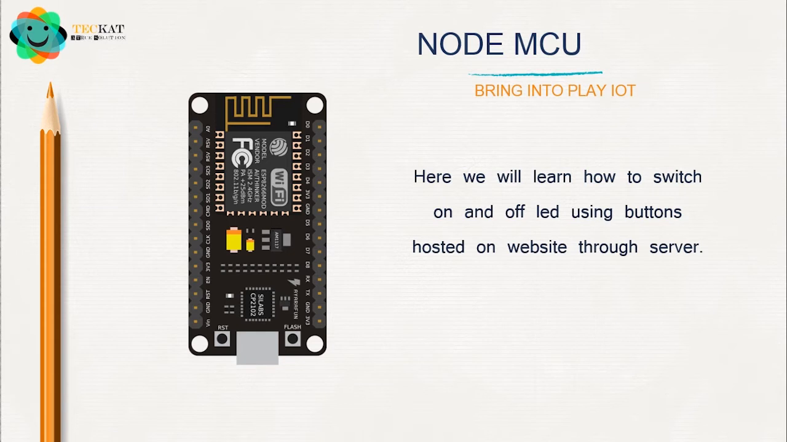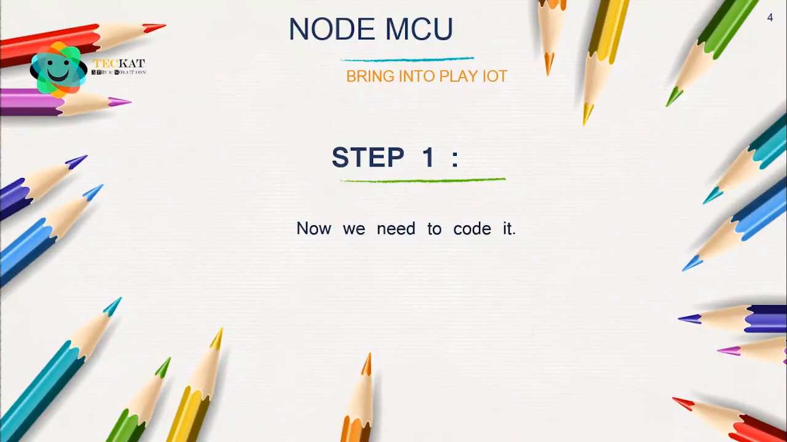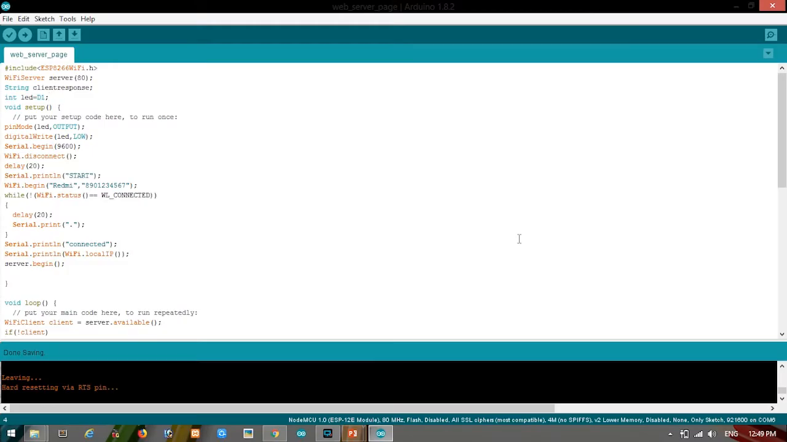So over here we'll start with our concept. Step 1, as always, is to code it. So here is the code. As you could see, the code is similar to the previous code. Actually, it is exactly the same as the previous code, but we need to make small changes in it. So what are the changes? We're going to include a variable LED and a variable client response.